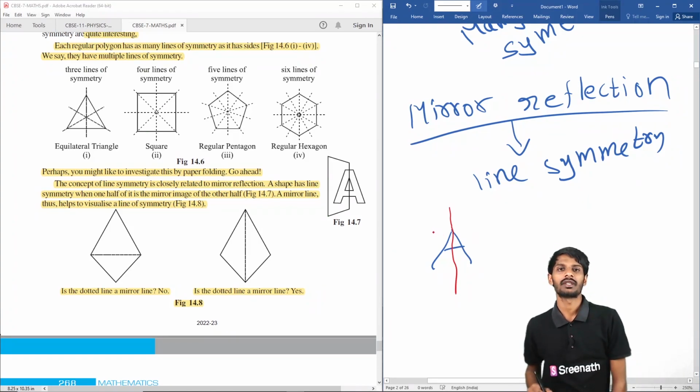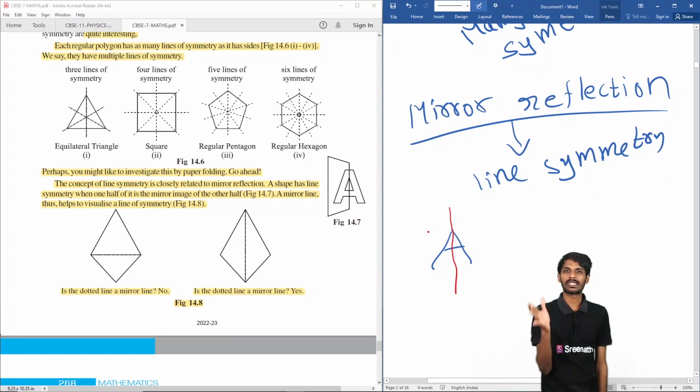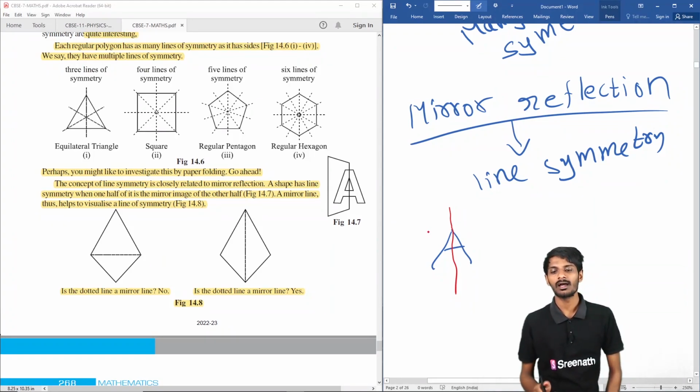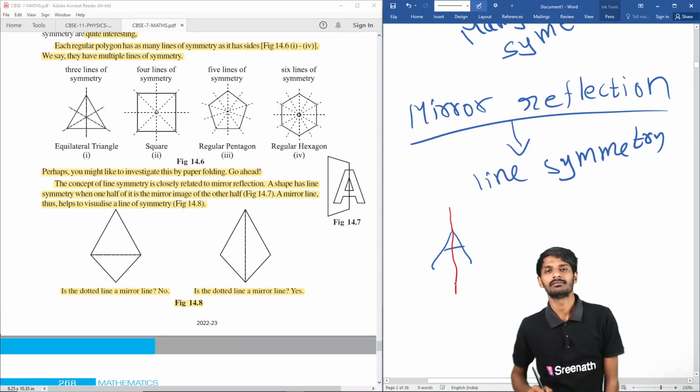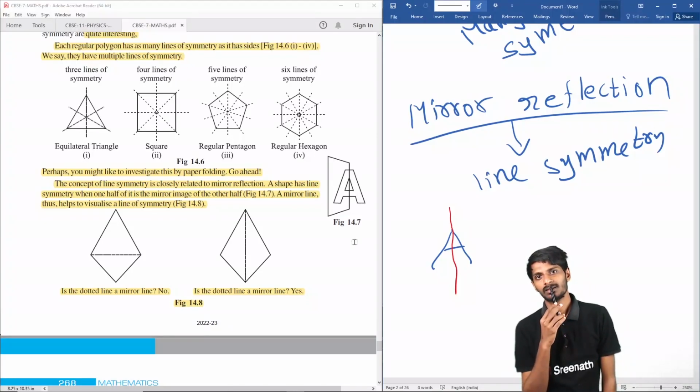So it is line symmetrical. Okay, it is having line symmetry. And now if you take the mirror and place it on the line of symmetry, you will see the shape as it is. So from the mirror reflection concept, we got the line symmetry, friends.